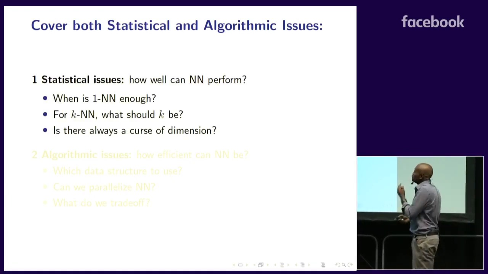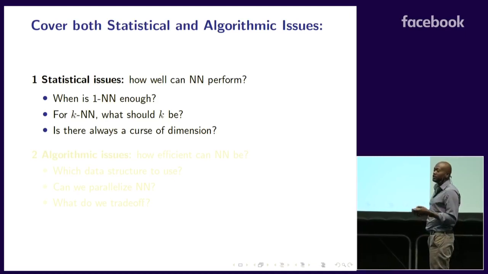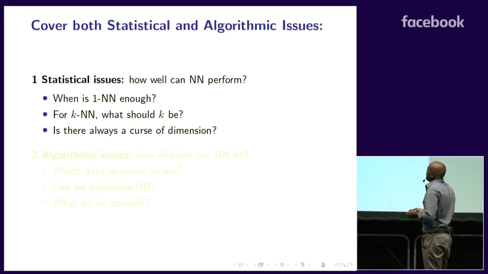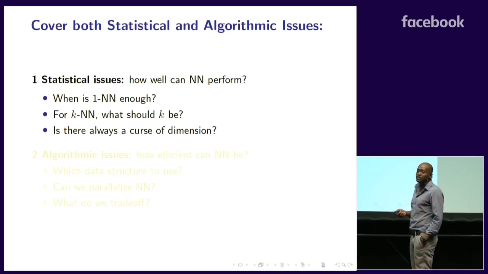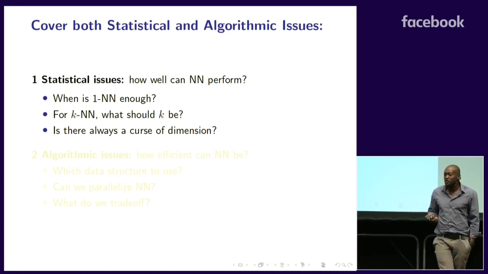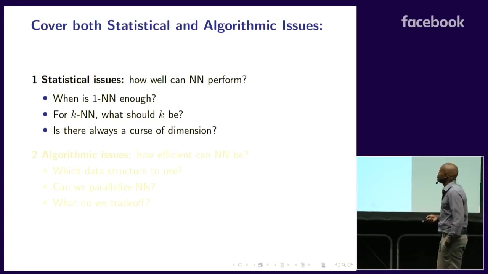The type of statistical issues we have to address are how well can nearest neighbor perform? More precise questions are, when is one nearest neighbor enough? Or how many nearest neighbors should we use? What values of k should we use? Is there a curse of dimension? We've all heard that nearest neighbor incurs some sort of curse of dimension. Is there always a curse of dimension?